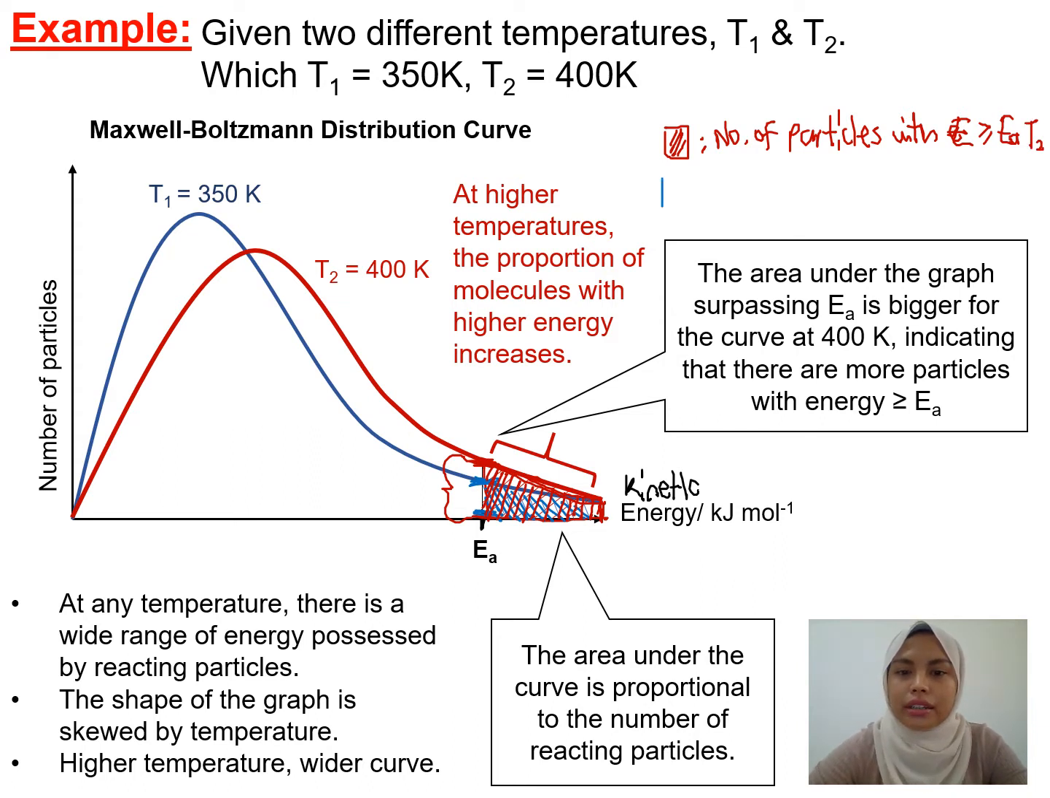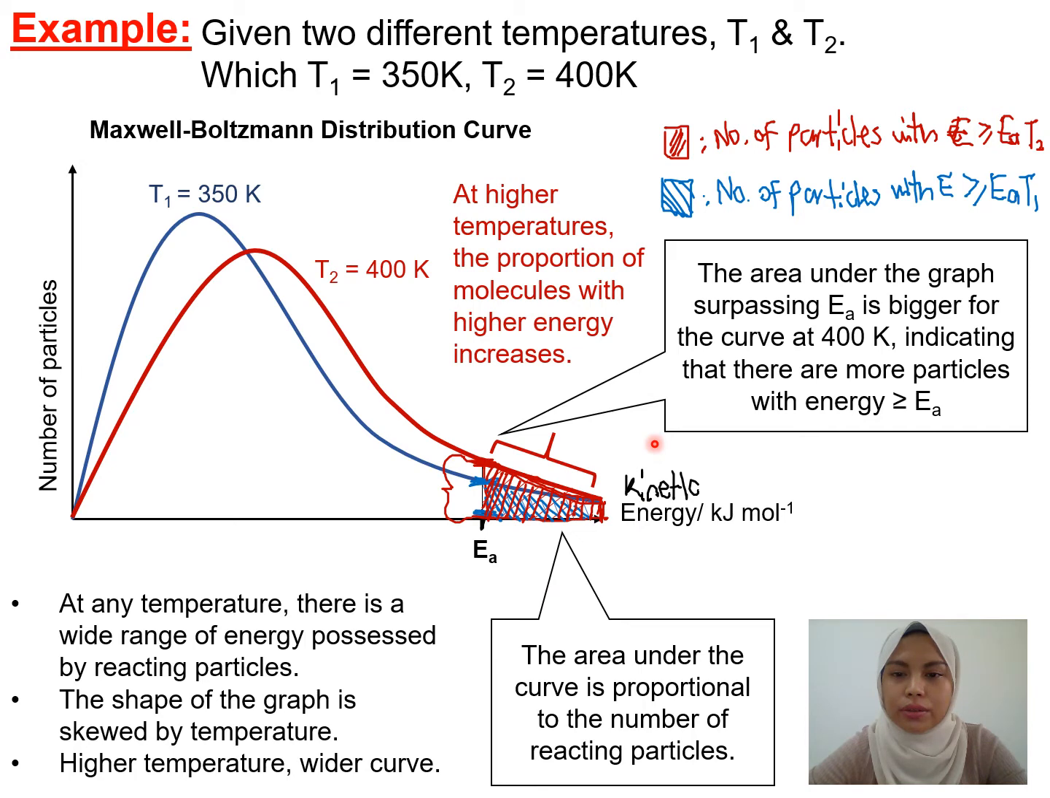Okay, while this shaded area pula ialah number of particles with energy that is greater than or equal to activation energy at T1. Okay, lepas tu you can see that the area under the graph yang melepasi activation energy is bigger for the curve yang temperature yang higher ni, yang 400K ni. Of course lah, sebab the higher the temperature should be more molecules, more number of particles yang melepasi activation energy untuk the higher temperature. Okay, indicating that there are more particles. That means you ada banyak particles yang melepasi activation energy untuk higher temperature T2.